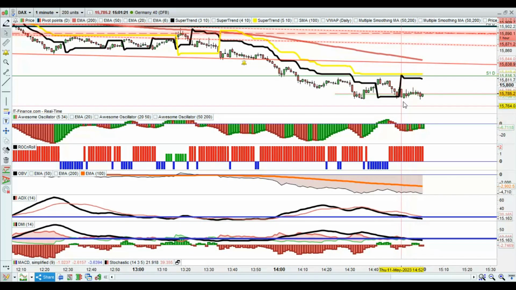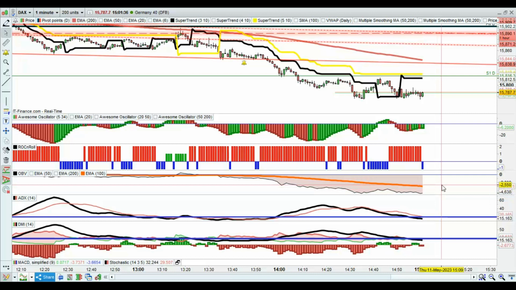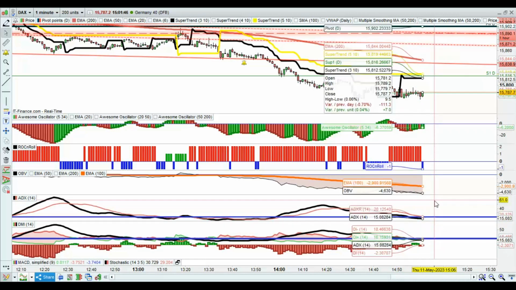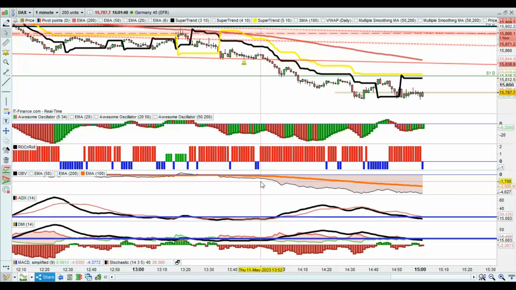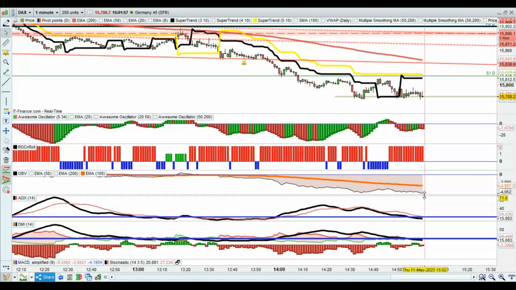You can see here it's crossed back below super trend again, so it depends on the strength at the moment. The ADX on the 1 minute is now below 20. If we start to see this crossing back up through the 20 and the price is dropping, that's a clear indicator that there's lots of volume there and there's some real selling. So you have to know when there's real selling or not. The DAX on the 1 minute has still stayed below the 100 EMA, and this potentially could continue to make lower lows on the on balance volume indicator.